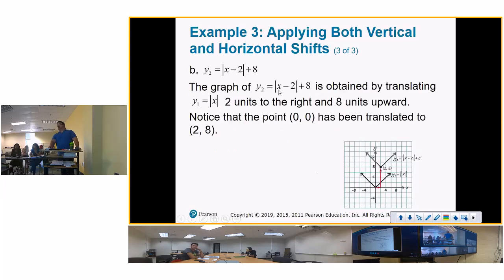There's the first. So you need to highlight the -2, and it's 2 to the right, and then +8 is 8 up. So if you struggle with this, you need to write that down. You need to write these 2 problems down.